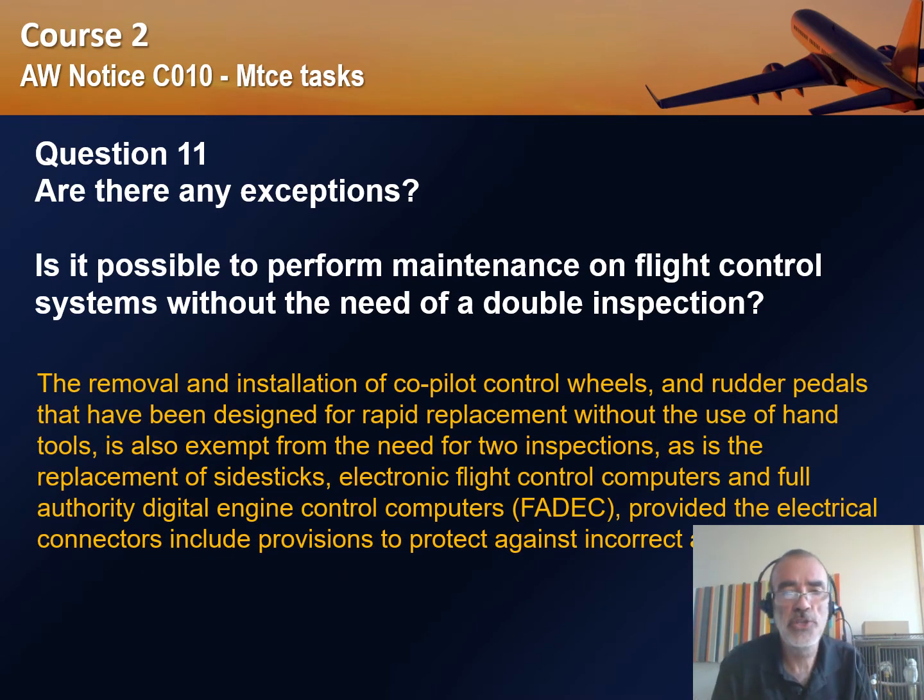Removal and installation of the co-pilot's control wheel and rudder pedals that have been designed for rapid replacement without the use of tools is also exempted from the dual inspection. Now this is interesting because some aircraft do have co-pilot controls that can be removed without tools. That means that removing, replacing or reinstalling those does not need the second inspection.